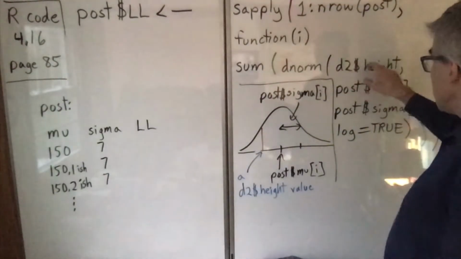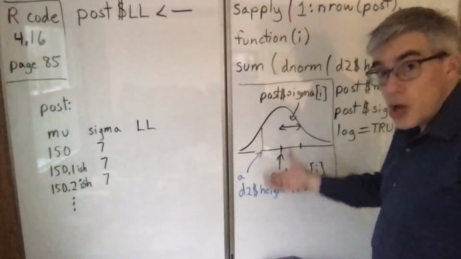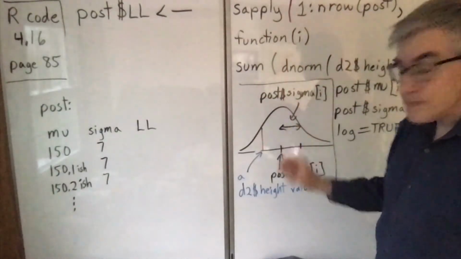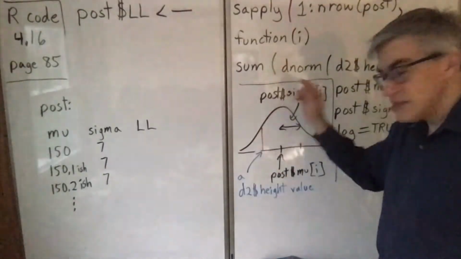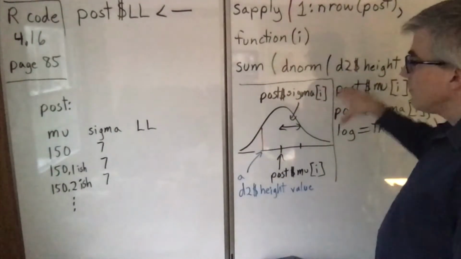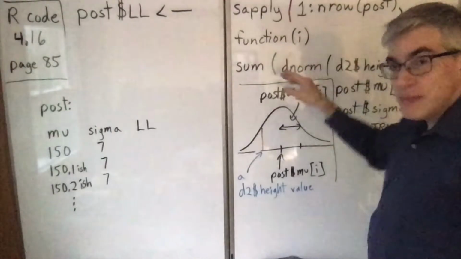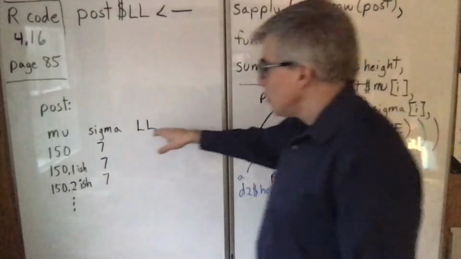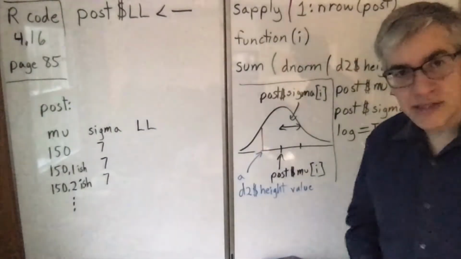This dnorm fed a vector is going to give a vector of the heights of all of these things, or the logs of their heights. And then the sum is going to turn it all into one number. The sum of the logs of the densities. All of that is one number, and then we're going to do that 10,000 times. We're going to get the log likelihood for every value of mu and sigma given that entire data set.